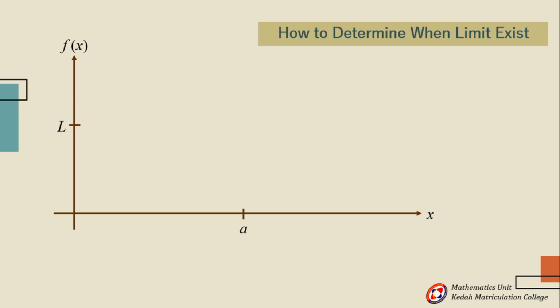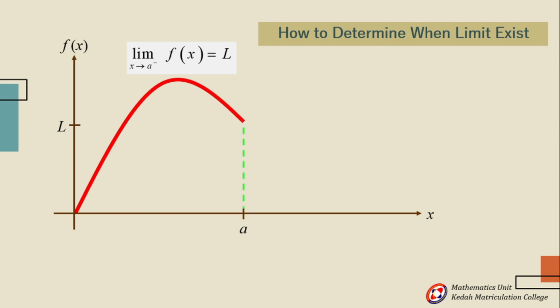So, the first thing, we are going to look at this animated graph. We are given that the limit of f(x), x approaches a from the left, is L. It means f(x), or the red graph, is moving towards a value of L as it gets closer and closer to the value of x equal to a from the left, and stops at the point (a, L).